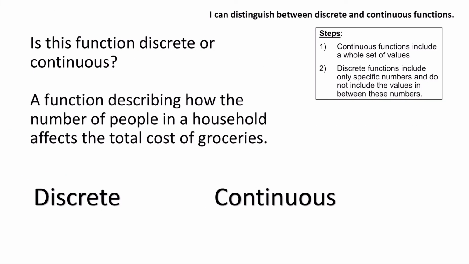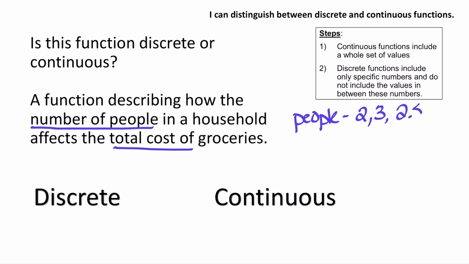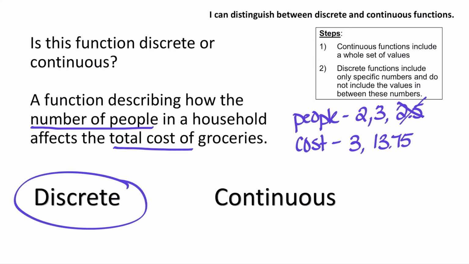So what about this function? A function describing how the number of people in a household affects the total cost of groceries. We're talking about the number of people and the total cost of groceries. For people, we can include whole numbers like 2 or 3, but we can't really say we have 2.5 people living in a house, right? You can't have half a person. So we cannot include numbers in between for people. For cost, we can include all kinds of numbers. We can talk about $3 being the cost. We can say $13.75 is the cost. So it does include numbers in between data points. However, since people is restricted, we're going to say it's discrete.